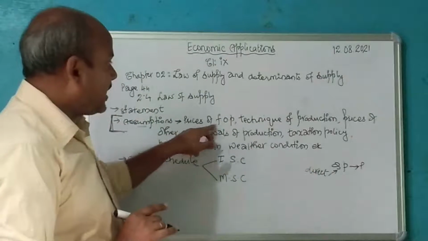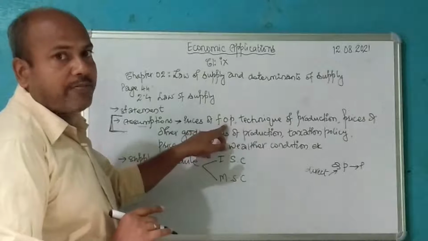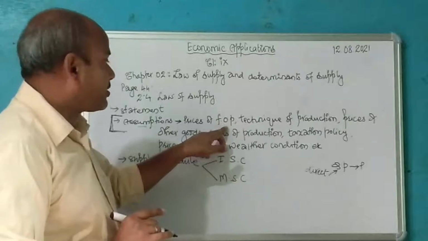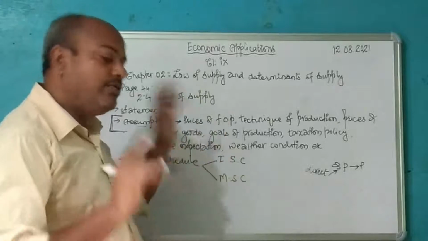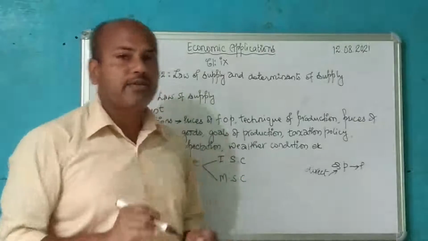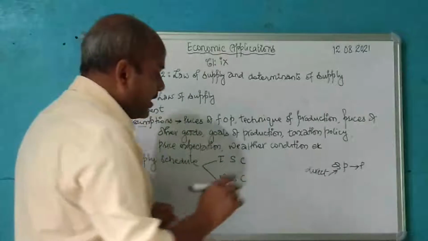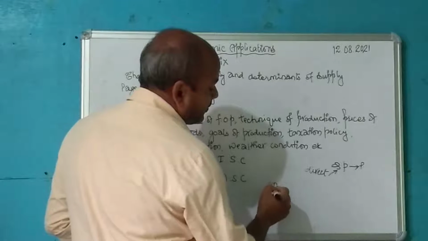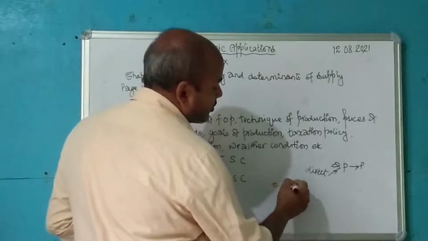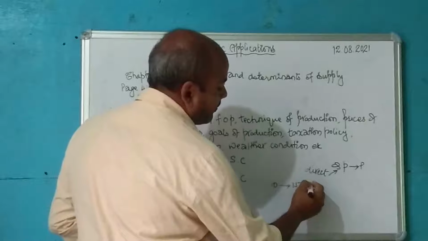The first is the price of factors of production. FOP, I have written, stands for factors of production. Now the price of the factors of production should not change. Just think what will happen if the price of the factors of production changes. I'll give you one example. If something was produced for 10 rupees, it was being sold for 15 rupees, profit was 5 rupees.